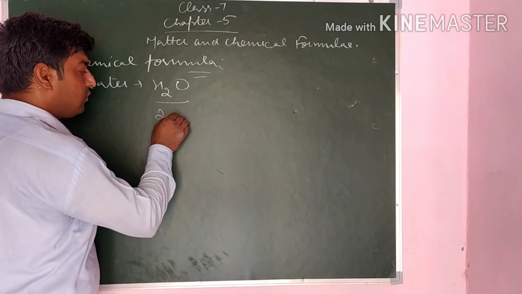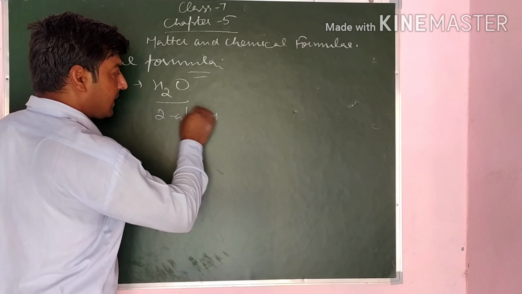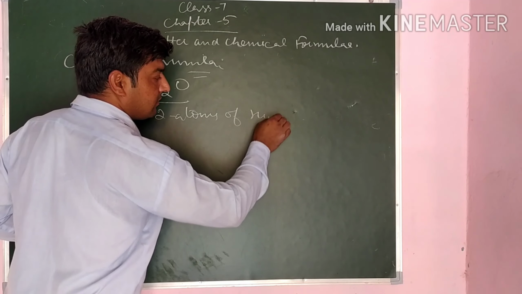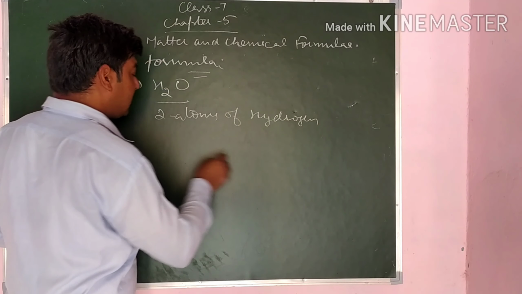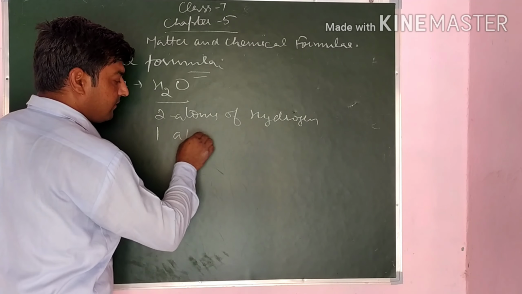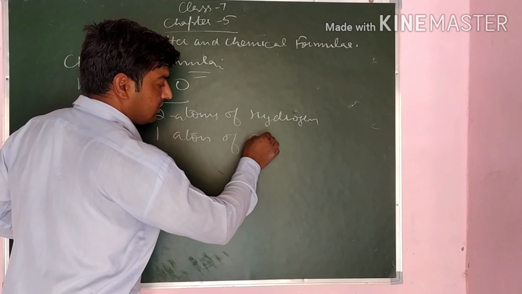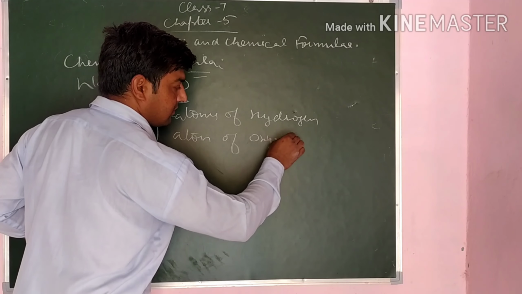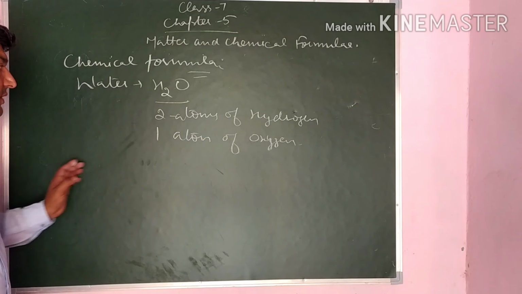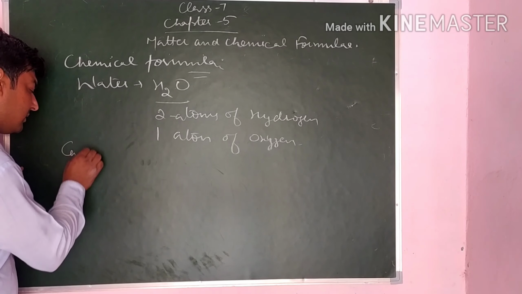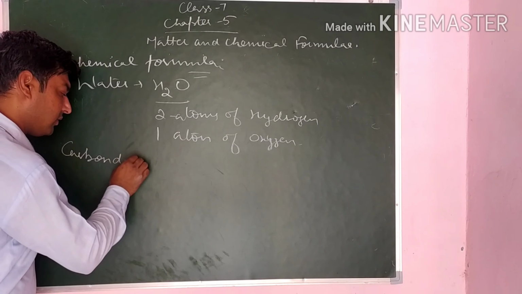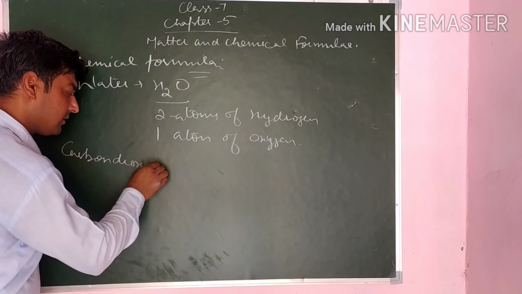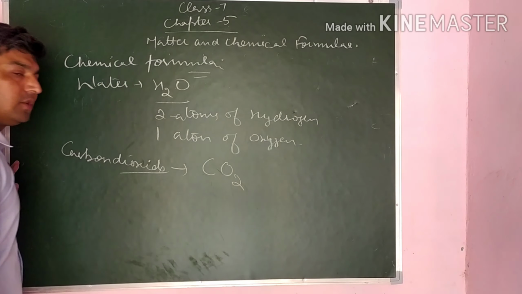Here we have 2 atoms of hydrogen that combine with 1 atom of oxygen to form a water molecule. Similarly, we have carbon dioxide. The chemical formula for carbon dioxide is CO2.